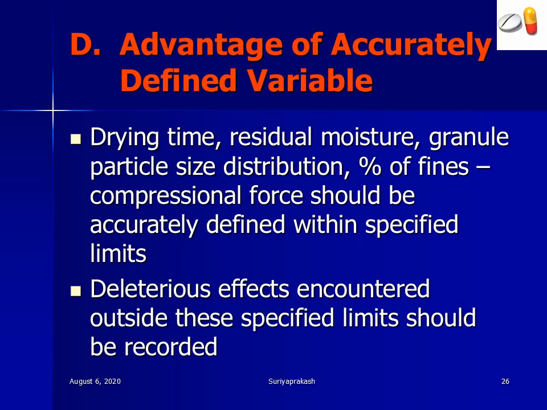Advantage of accurately defined variable. What are the drying time, residual moisture, granule particle size distribution, percentage of fine. See, simply let me tell you. Suppose your drying machine, you have adjusted to 40 degree centigrade for 20 minutes. That means it should heat to 40 degree centigrade. It should not heat 38 degree centigrade, or it should not heat 42 degree centigrade.